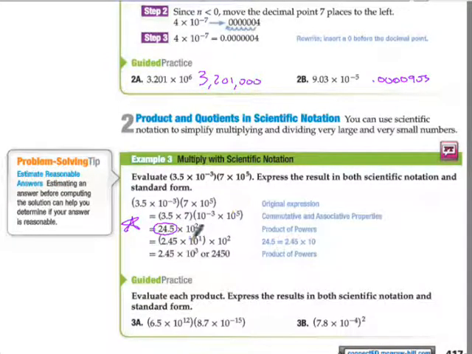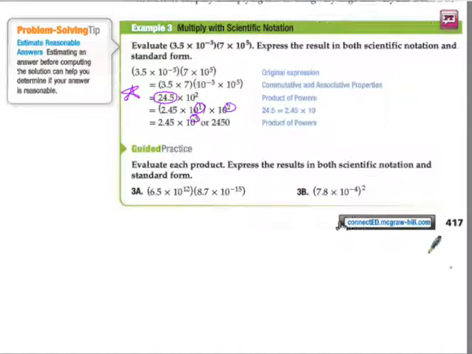I think the book does a really good job of changing 24.5 so that it is scientific notation. So that 24.5 is 2.45 times 10 to the first power. But you can check that in your calculator. 2.45 times 10 is 24.5. So then we have 2.45 times 10 to the first times 10 to the second. Well, we add the 1 and the 2 and we get our 3. Okay? Easy enough, and we want them in scientific notation and in standard form.